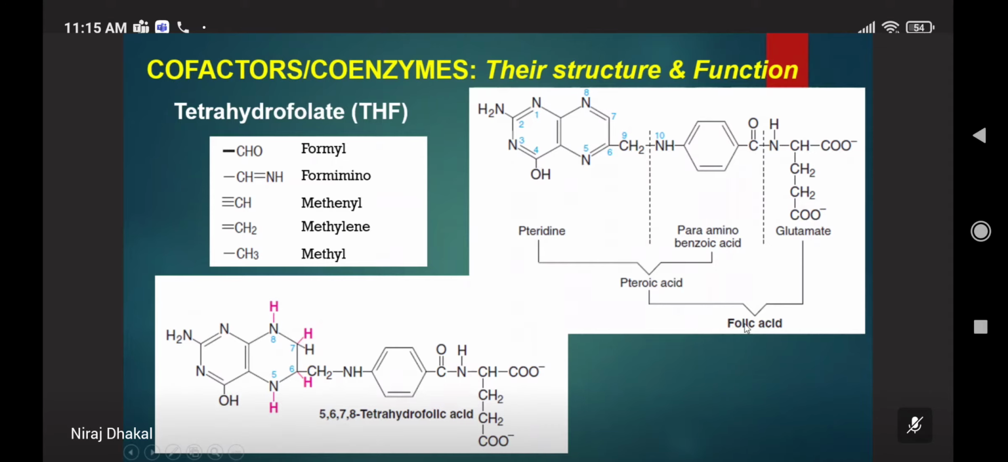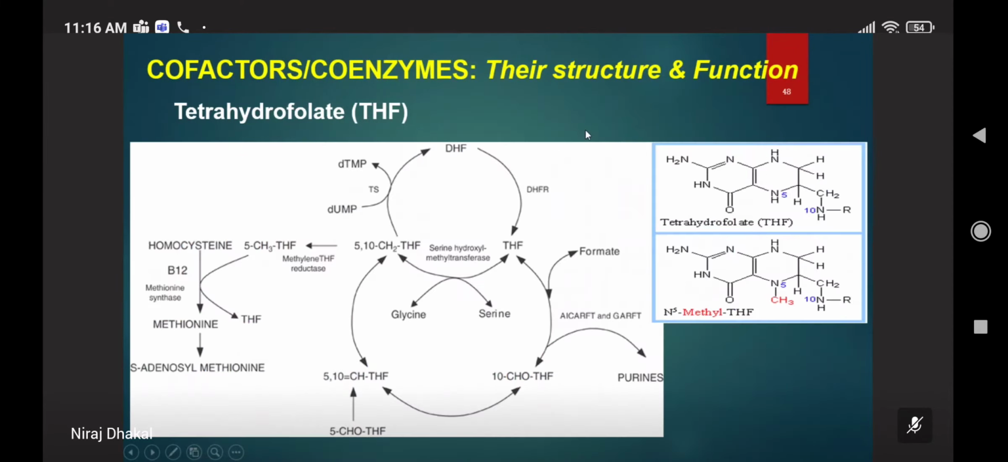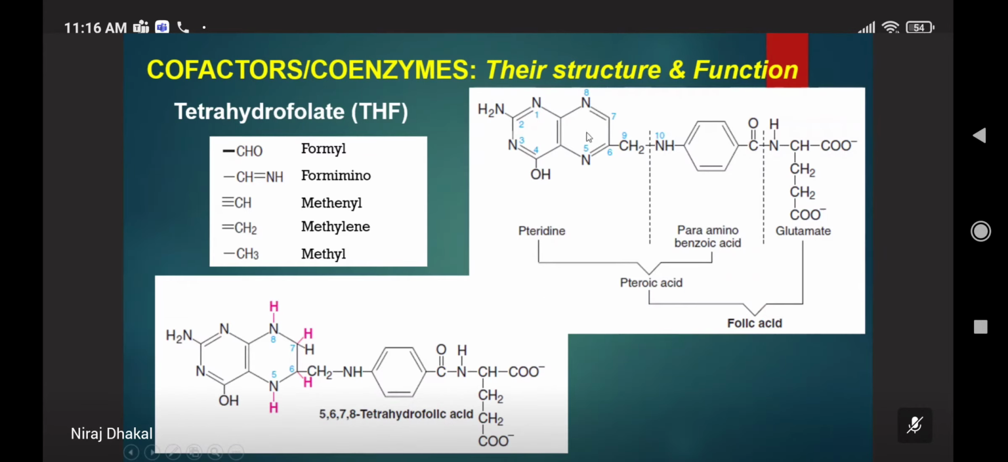And the complete folic acid is given in this structure. This is a pteridine nucleus. This one is para-aminobenzoic acid, and this one is a glutamate. And overall this forms the pteroylglutamic acid, which is also called the folic acid.